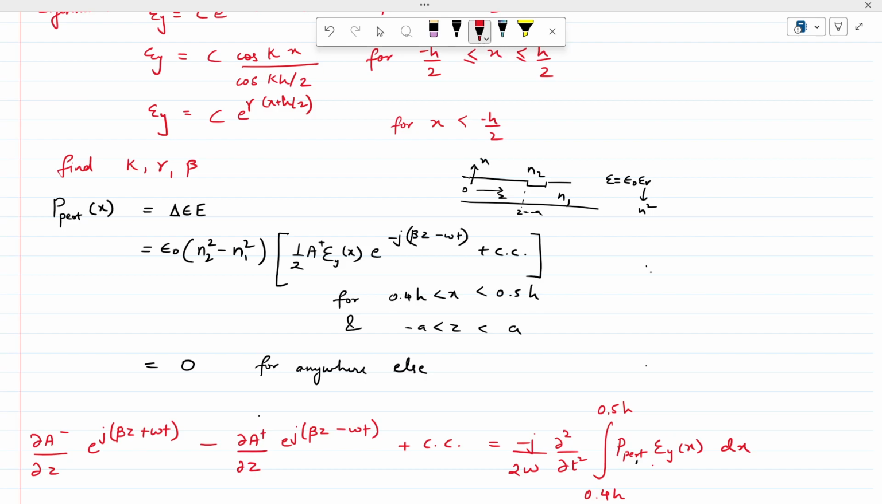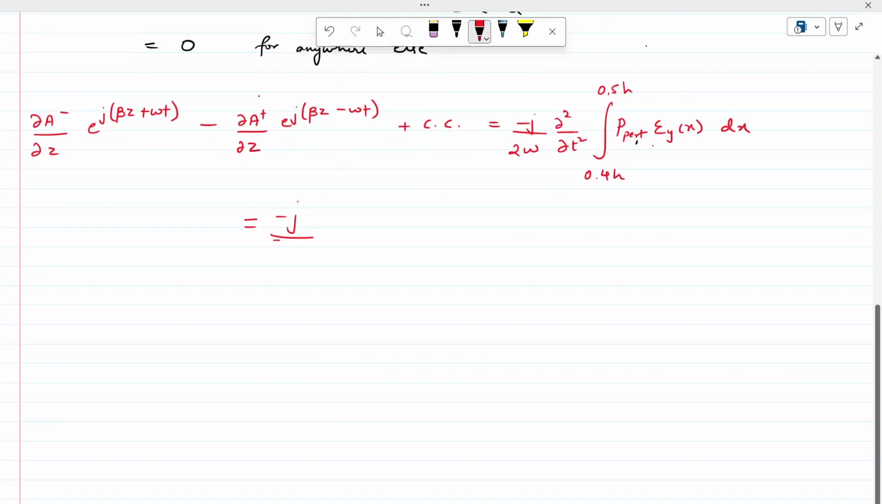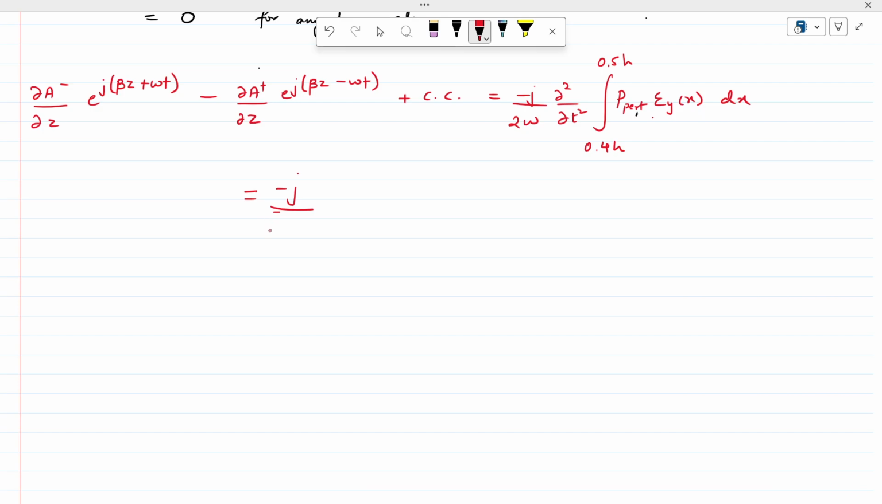So now this is how my equation looks like. Now the LHS is fine. We need to put my perturbation part in the RHS, so that will become minus j over 2 omega, dou square over dou t square, for 0.4 h to 0.5 h, epsilon naught times n2 square minus n1 square.